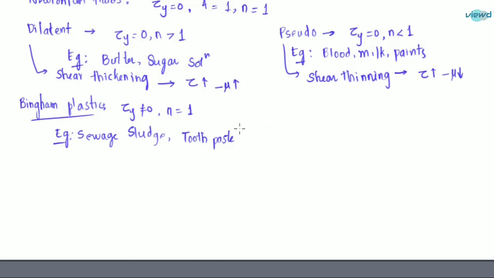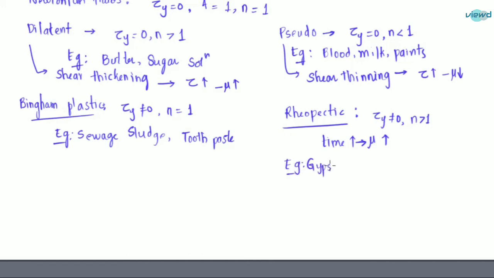And the next is rheopectic. Rheopectic is time dependent. In rheopectic, tau y is not equal to 0 because initial shear stress should be applied for movement, and n is greater than 1. Rheopectic fluids are those in which as time increases, viscosity also increases. Examples are gypsum and printer ink.